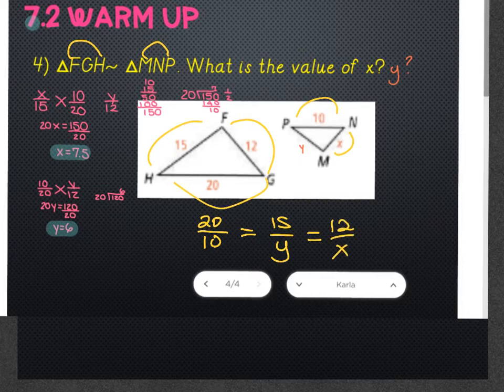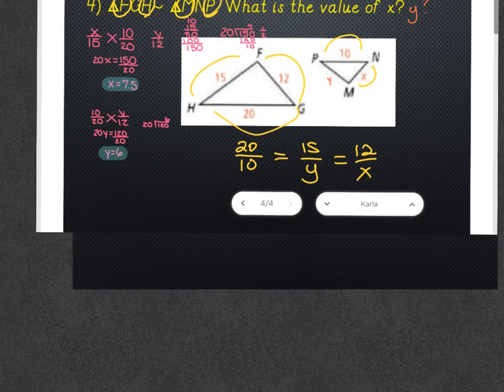15 was corresponding to the y. Yeah, because 15 is FH, right? And 15 FH is the first and the last letter. So I match it with the first and the last letter, which is MP. Then you want to break these apart and work them out 2 at a time. So she did this one first.